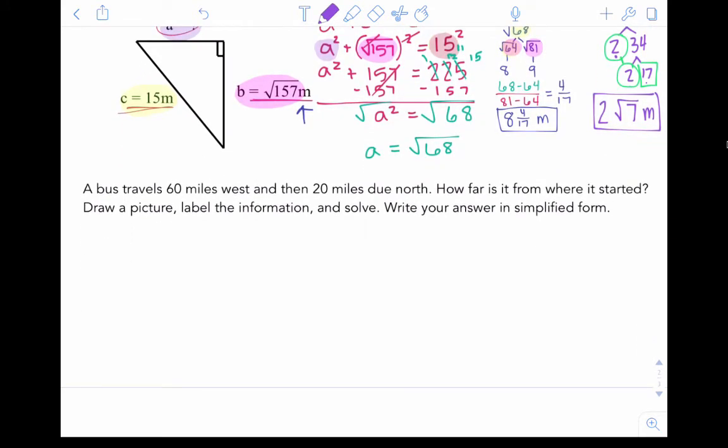A bus travels 60 miles west and then 20 miles north. How far is it from where it started? So what you're going to do is you're going to draw a picture, label it, and then solve. All I want is your answer in simplified form. So you're not going to estimate. You won't do that. You just simplify it.